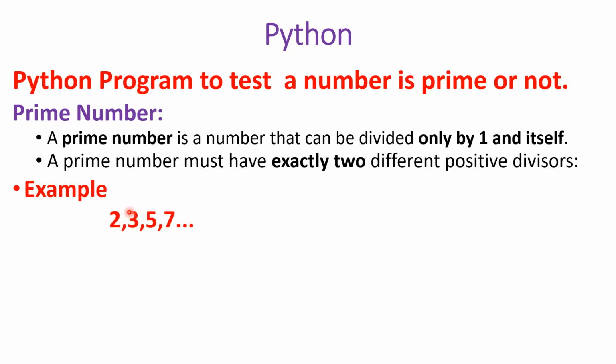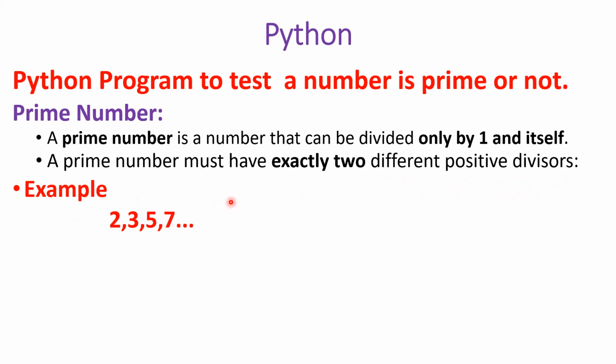4 is not a prime number. 4 has more than two positive divisors. 4 is divisible by 1, 2 and 4. That's why it is not a prime number. And 1 is also not a prime number, because a prime number must have exactly two different positive divisors. In this case, 1 is not a prime number.